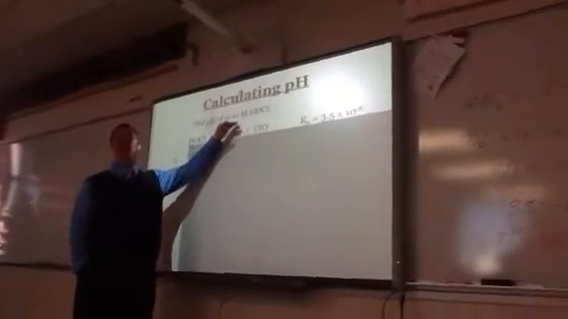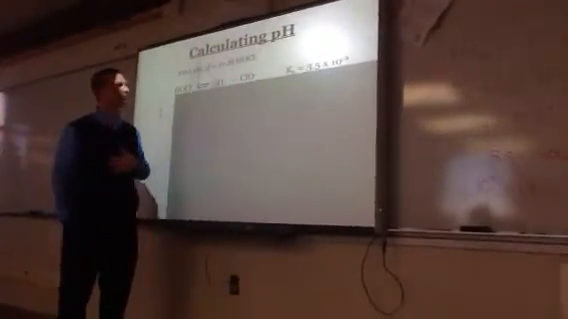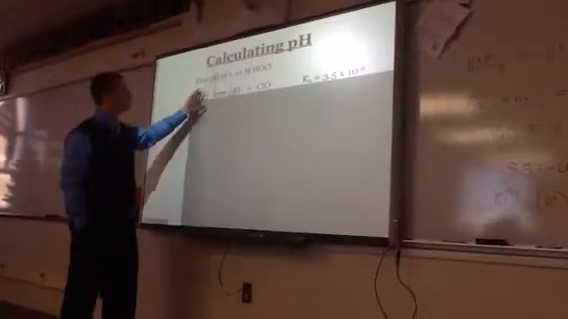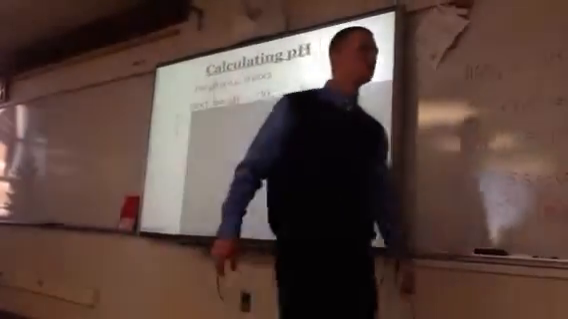So if we want to find the pH of a weak acid, you have to know the initial concentration of it. You'd write out the chemical equation for it. Now I'm looking up the Ka value.